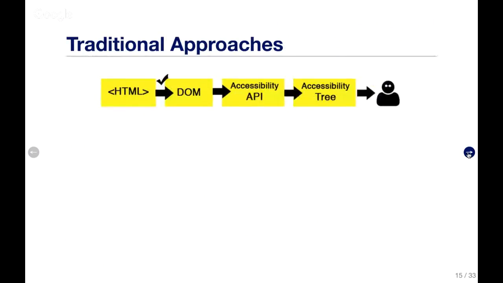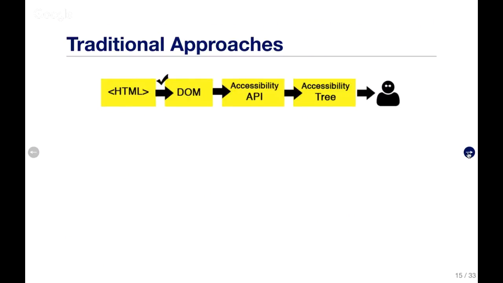So some traditional approaches for accessibility, described in some of the talks before mine, are to create really great HTML, which will provide all the accessibility information needed to the DOM, the document object model. The document object model sends that information to the accessibility API, and the accessibility API builds the accessibility tree, which is accessed by assistive technology, and then the information is presented in an accessible way to the user. So I have a little flow chart there describing those steps. So that's how a typical web page would be made accessible.